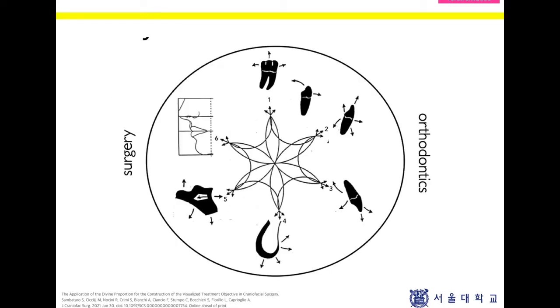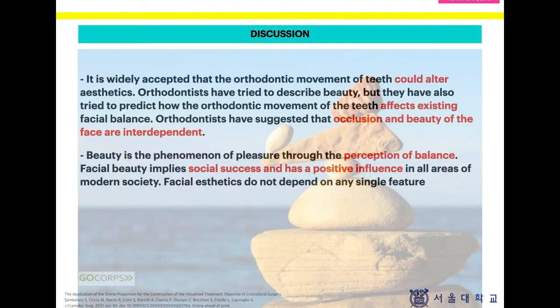This is the cybernetic circle of STO. Look at the first. Number 1, depth of arch, 2 lower incisor, 3 upper incisor, 4 mandible, 5 upper jaw, and 6 soft tissue. STO, surgical treatment objective.